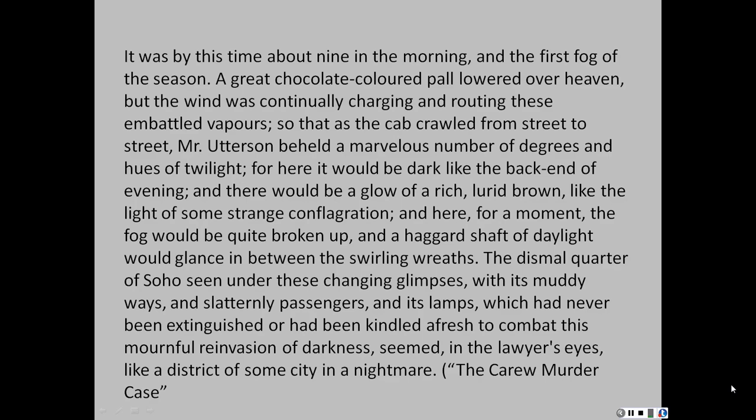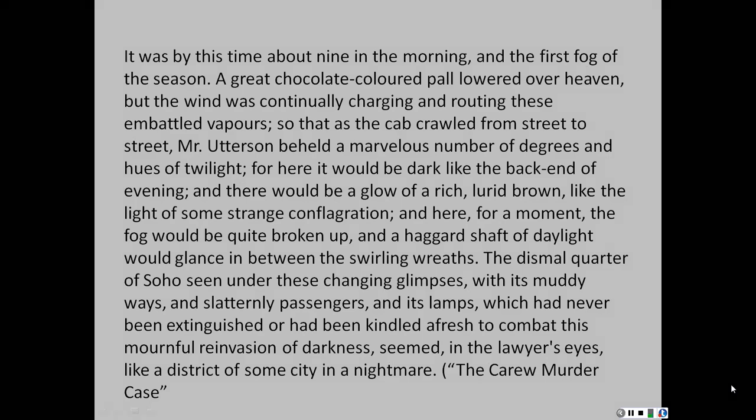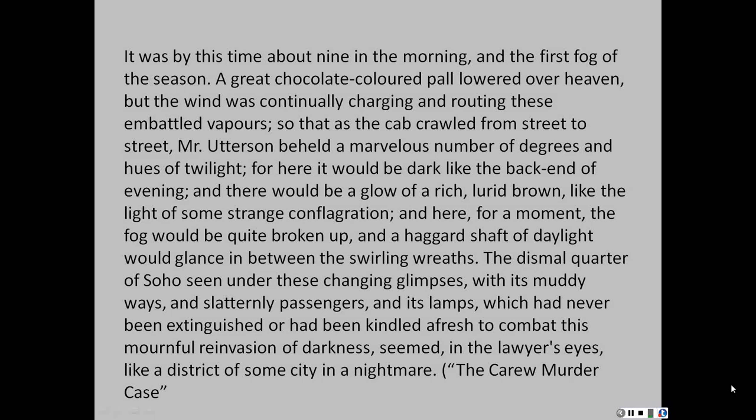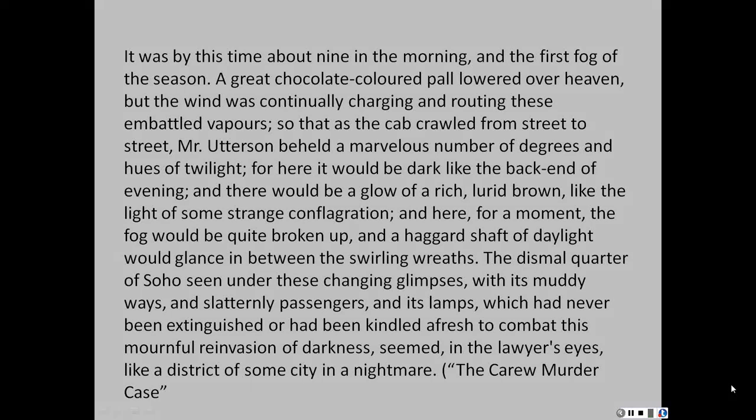And this figure of the Jack the Ripper character, the kind of gentleman serial killer who stalks the streets at night, we see in Jekyll and Hyde, and this was one of the great bogeymen of the time. Here's a passage from Jekyll and Hyde. This is from the chapter called The Carew Murder Case, which gives you a sense of this nightmare world of London in the late Victorian period.